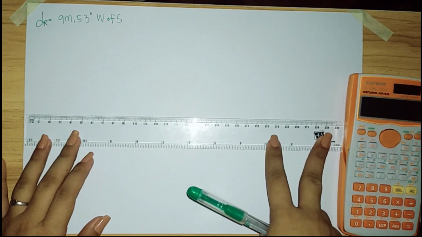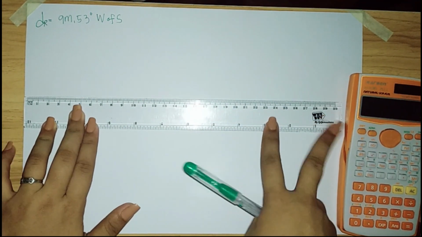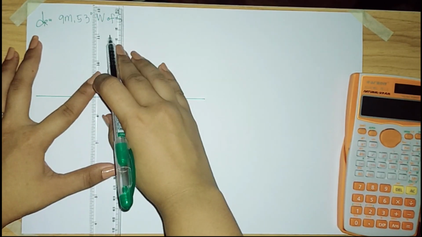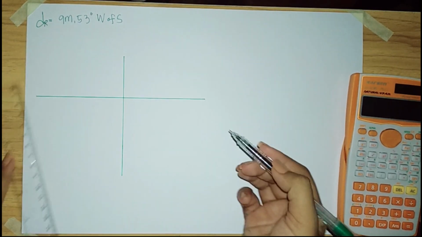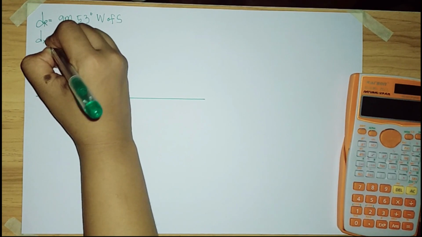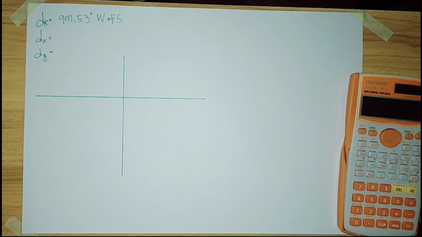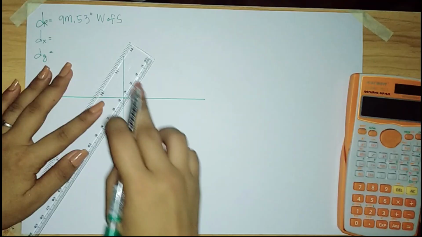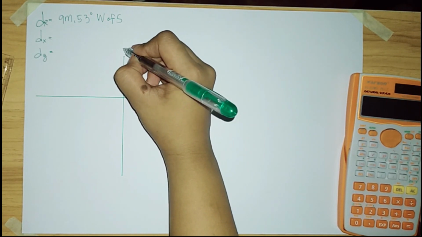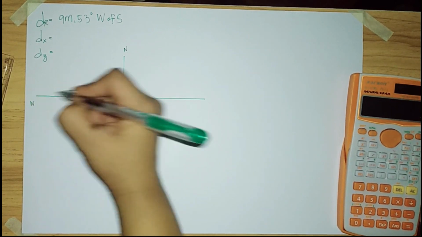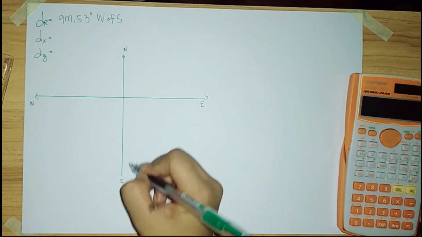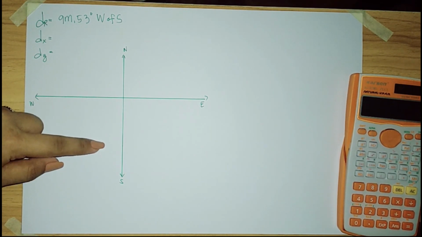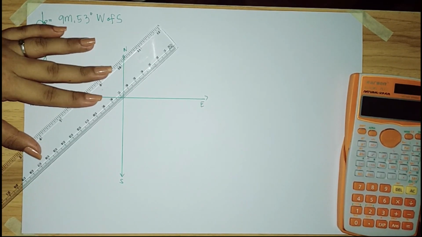So, let's have this one. So, we have our Cartesian plane here. So, let us have this. Yan. So, lagay muna natin dito si D sub X tsaka D sub Y because we're going to take a look on those values. Yan. Okay, so according to the problem, we have there 9 meters. And we're going to deal with the south, west of south. North, south, west, and east. West of south. So it means that from south, pumunta siya ng west. And that's 53 degrees.